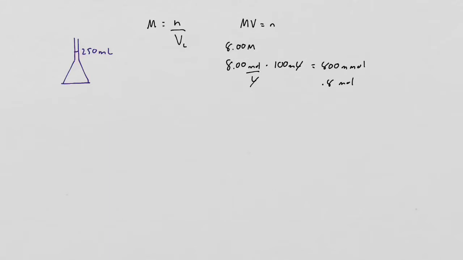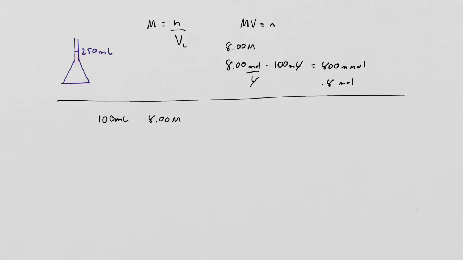Another type of problem involves the addition of solutions. So imagine you had 100 milliliters of an 8.00 molar solution, and you want to add to that another 10 milliliters of, let's say, a 2.00 molar solution of the same substance, and you're asked, what is the final molarity of that solution? Well, you still want to know the moles per liter.